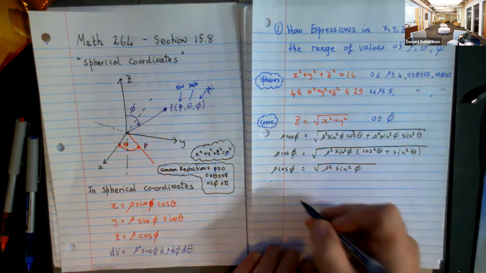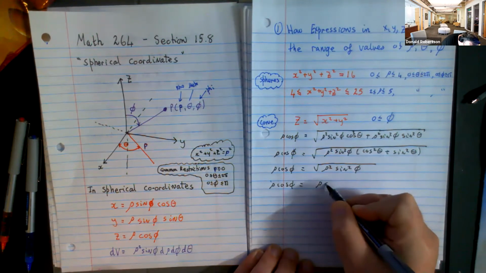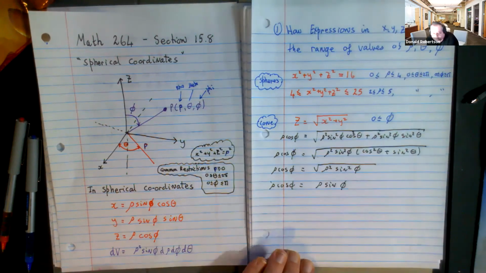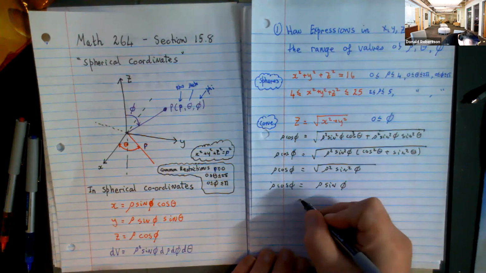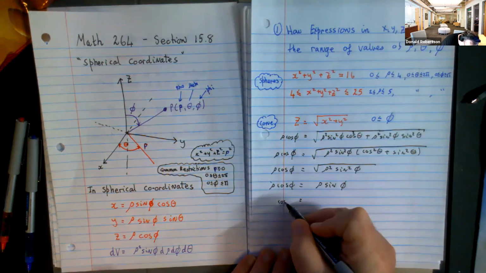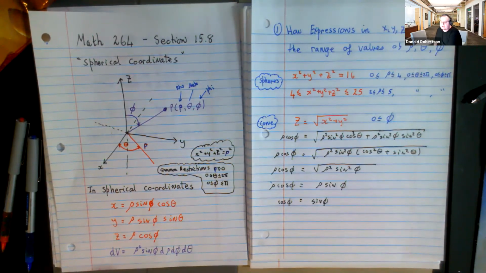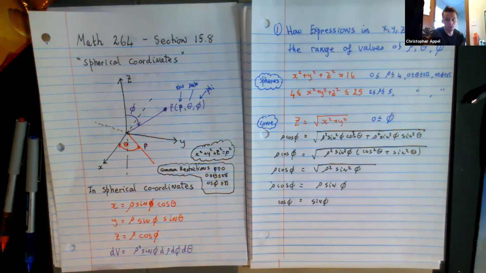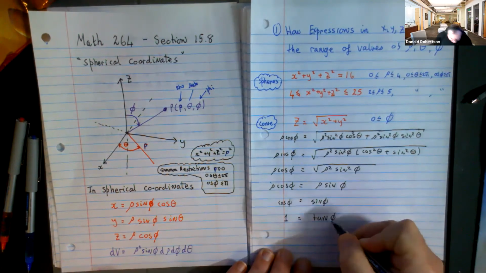Right. This becomes rho sine phi. We'll make the assumption that rho is not 0, because if it is, the sphere disappears to a point in space and we don't have spherical at all. And because I can do that, I can get to here. Okay, what does that do? What do I do next? Divide by cosine. And if you divide by cosine, you get that.